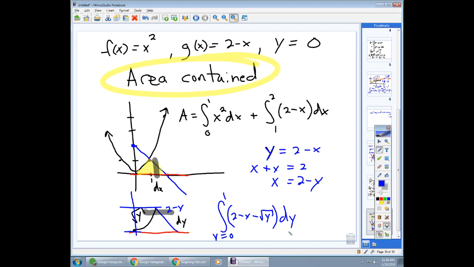So hazard on one side, you got to figure out where the break is, figure out which function's the upper one, put them all together into at least two different integrals. Other way, you got to think sideways, which stretches your mind a bit. There are going to be some problems where you're going to want to think sideways because converting the other way is such a pain in the butt.